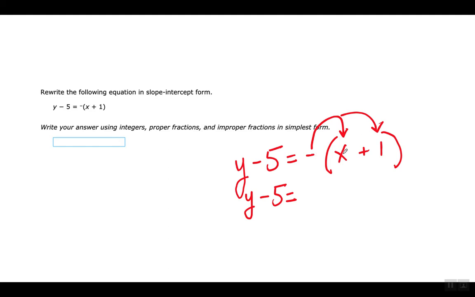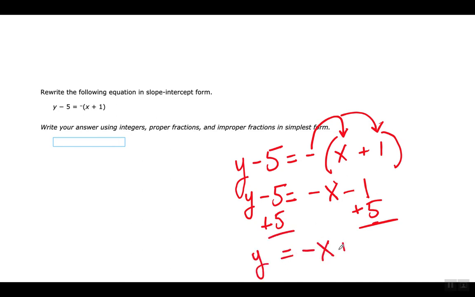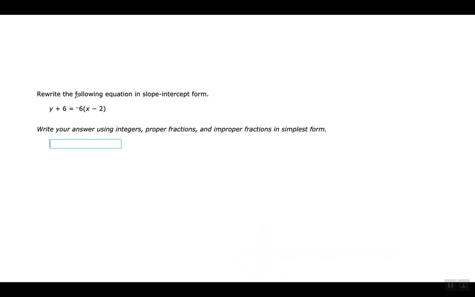Alright, so negative times x is negative x. And negative times plus 1 or negative times positive 1 becomes negative 1. Now the only step left to do is to move the minus 5 to the right by adding it. So I'm going to have y equals negative x plus 4 as my answer. Again, so far, later on it's going to change up a little bit, but so far all the examples are the same thing.